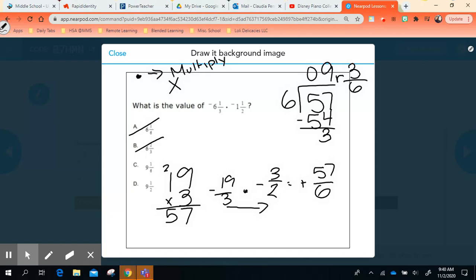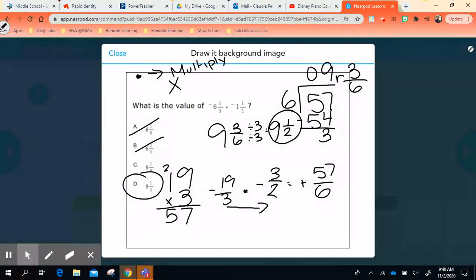So I need to simplify. What can I simplify that by? ¿Por qué número lo puedo simplificar? ¿Qué número entre los dos? 2. Not 2. You're close. 3. So 3 goes into both of them. So puedo hacer algo así. Dividido por 3, dividido por 3, me da 9 y 1 por 2. So mi respuesta es D. I did it on my notebook. Good, that's perfect. Just make sure you circle your answer.